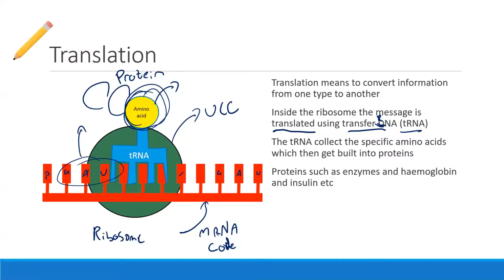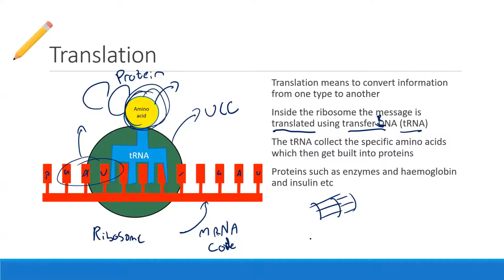And of course, proteins can also lead to building up different systems, different organs, and eventually different cells and so on and so forth. So proteins are really important when we talk about how to build the human body.